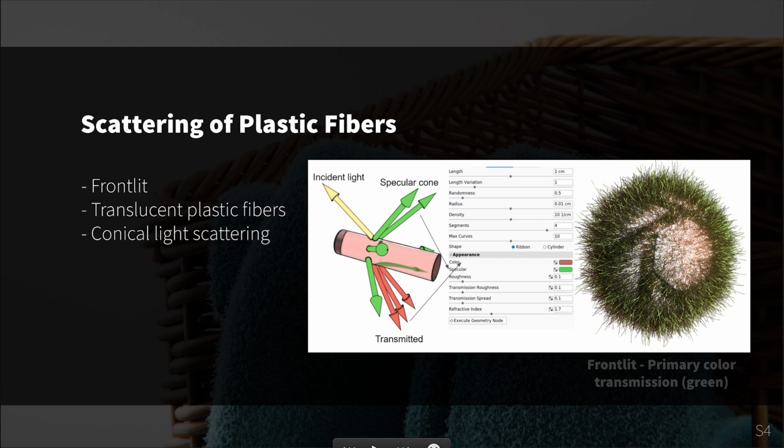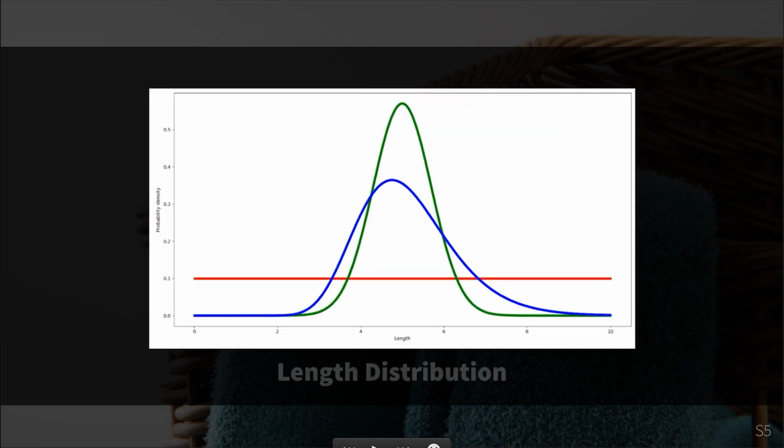Another aspect of the Fuzz is how you choose the lengths of each individual fiber. This is not such an easy question to answer as you might think, because you can do this in many ways. You can, for example, choose a uniform distribution where all the lengths are roughly the same or exactly the same. You can choose a normal distribution, which is the green curve here. It's a bell curve where the lengths tend to cluster. You can choose a different distribution that I'm going to show you in a moment.